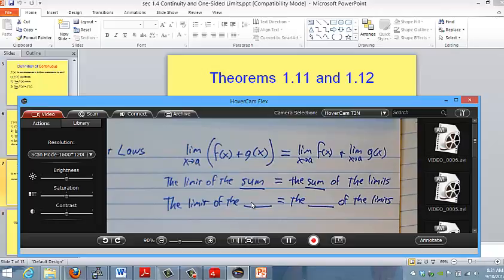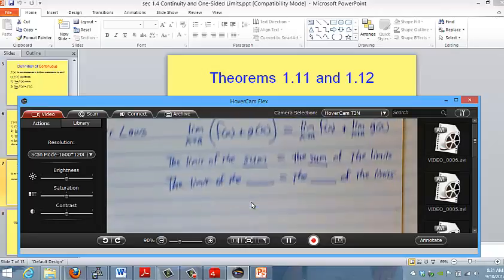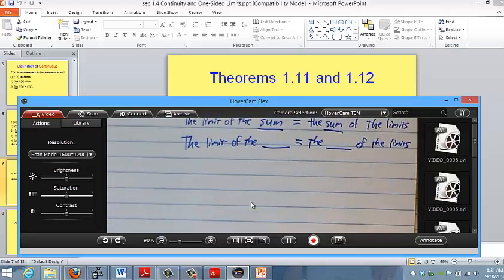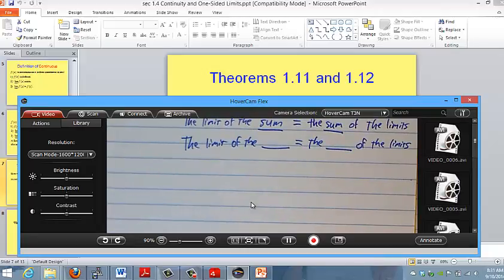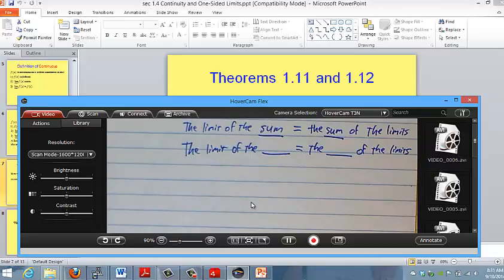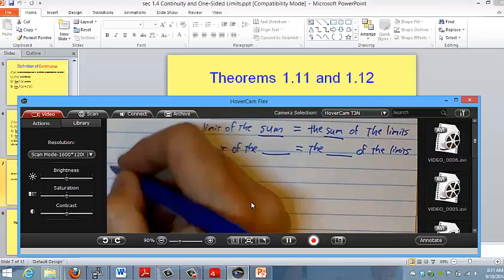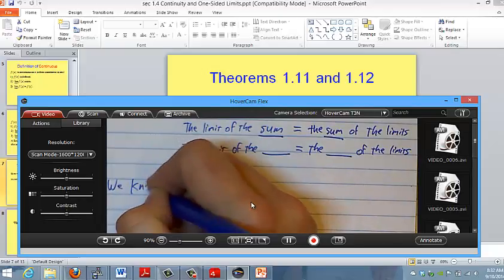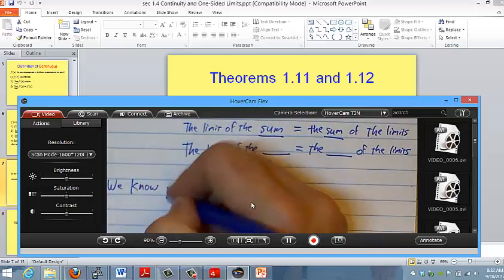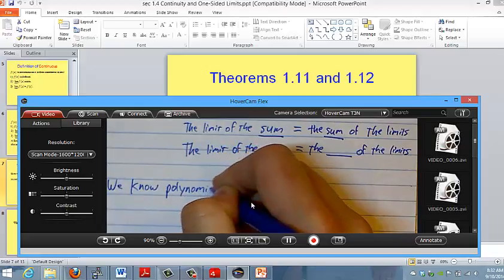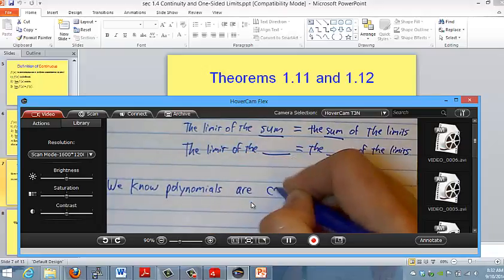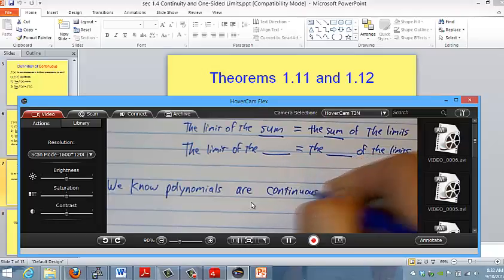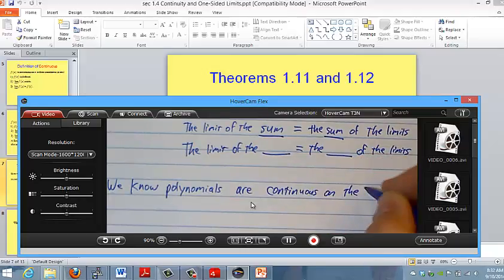Okay? Well, because you have all these limit laws, it turns out that continuous functions, once you have your basic continuous functions, you can create new ones by putting them together in lots of ways. So, for example, we know polynomials are continuous on the whole real line. Well, let me just write it this way. On negative infinity to positive infinity.